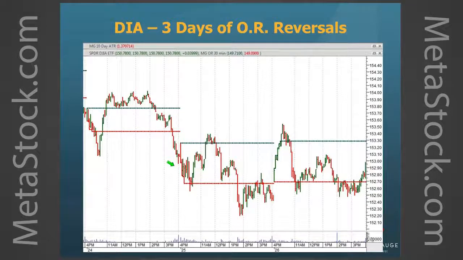Then the next day, am I going to look to buy the opening range reversal down here? No. It didn't trade long enough under the opening range or far enough to get sucked into the short there. Am I going to buy the opening range reversal? No, because the trend is down. Am I going to look for an opening range reversal, the short up here? Absolutely. This is a great looking one.